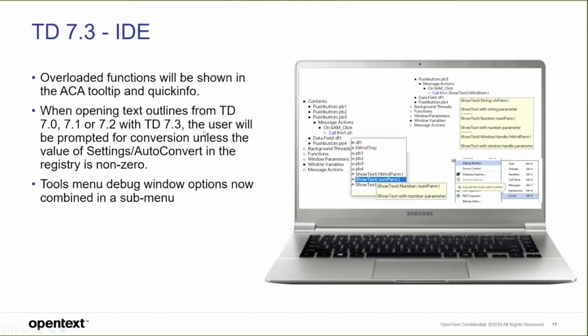When you open the text outline from older TD versions, you will be prompted for a conversion, and you can tick that off with a registry setting. And we've cleaned up a bit the tools menu in the IDE. All the debug options now are combined in a sub-menu here.